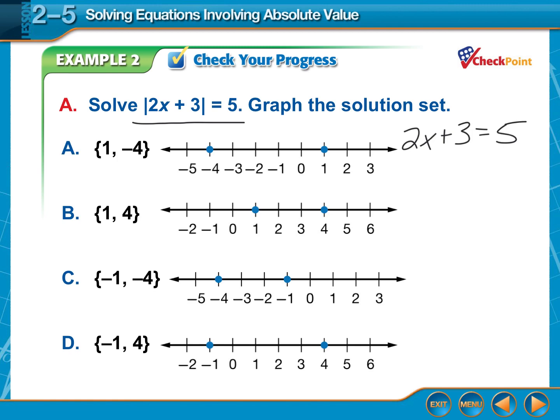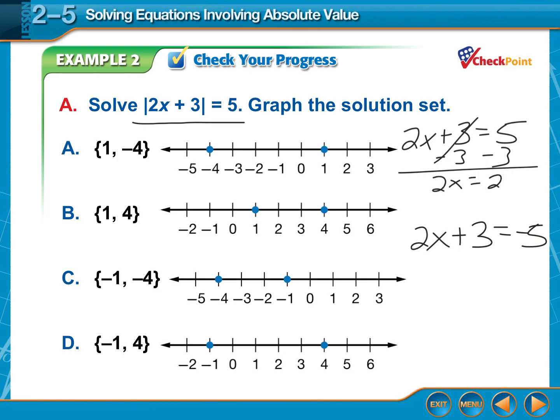And then how do we flip the other one? Negative 5. Left side stays the same, and then you just switch it. On the top, what's our first step to get x by itself? Subtract 3. Then you have 2x equals 2. What's our next step? Divide by 2. What do we get for x? So x equals 1. So automatically C and D are out.